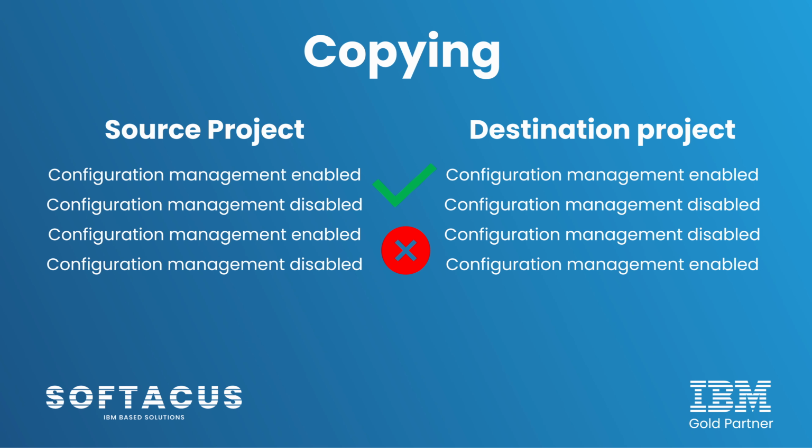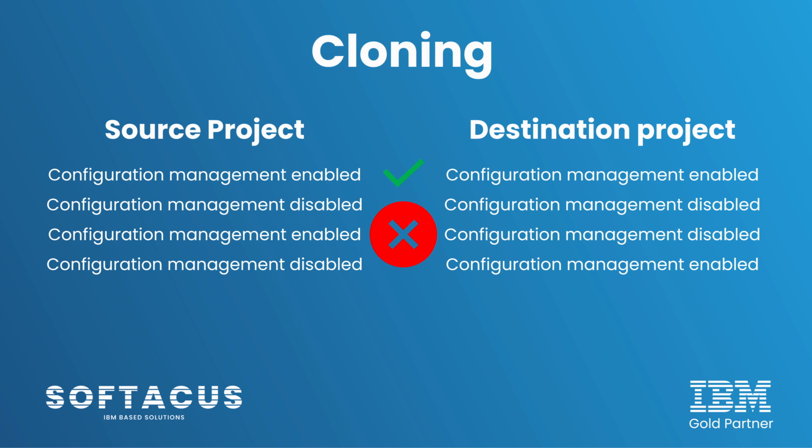Another difference is that when you are copying between project areas, both project areas need to have the same settings. They are both configuration management enabled or configuration management disabled. When you are cloning artifacts between project areas, both of the components or both of the project areas need to be configuration management enabled, because we will see that for cloning you need a change set, and to create a change set you need to have configuration management enabled.